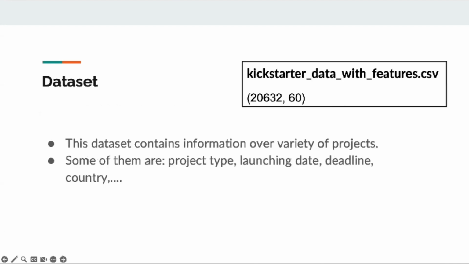Before we dive into the methods which we used to predict project success, let's take a look at the data set we'll be working with. Here we are using Kickstarter data with features.csv file, which has 20,632 rows and 60 columns, which includes the type of the project, project launching date, deadline of the project, country in which the project is being done, currency of that country, and so on. This diverse data will help us to train a robust model capable of generalizing to different project types.